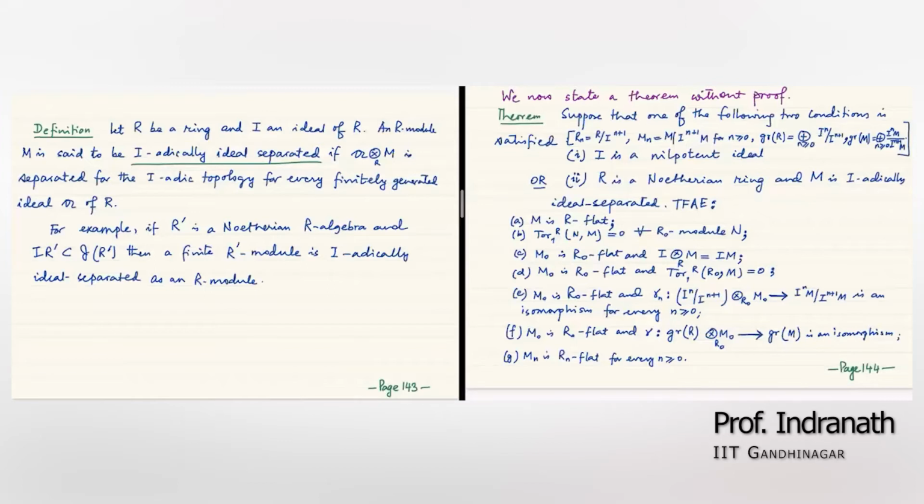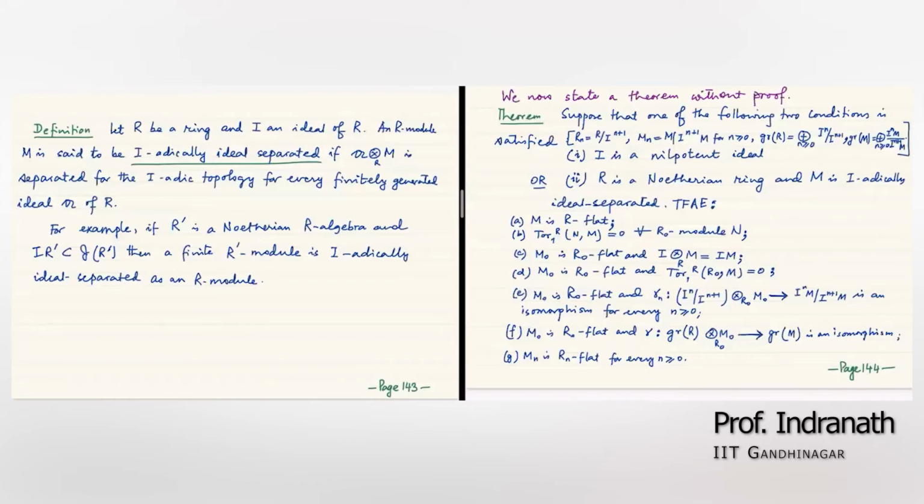By the way, these are the notations I am using. This R_n is R mod I to the power n plus 1. I is an ideal. I don't require many conditions on R really. You will see soon. M_n is M mod I to the power n plus 1 M for n greater than or equal to 0. Do you know what this is? If you take I raised to n mod I raised to n plus 1 and take the direct sum over n, do you know what this gr is called? Associated graded ring with the I-adic filtration. Absolutely. Similarly, for M also you have the module version of it.